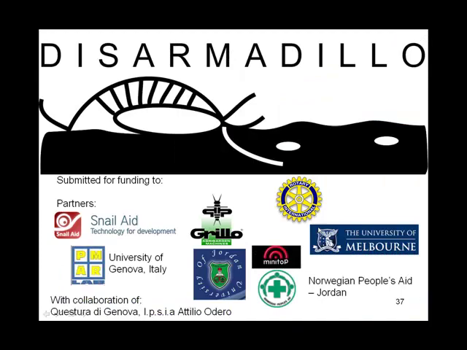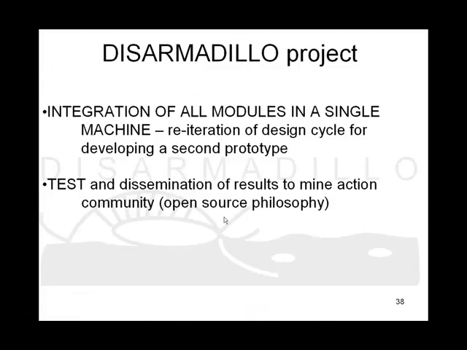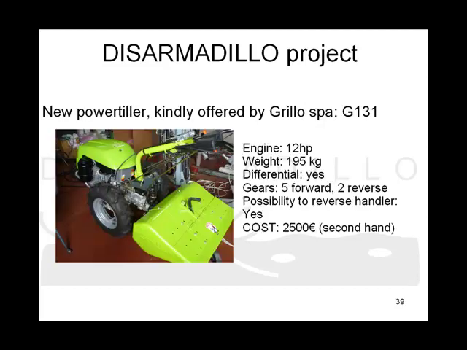So this is a project we have submitted for funding to the Rotary Club, and these are the partners. It just aims at integrating all modules in a single machine by reiterating the design cycle we used to develop the PART machine and test it according to international standards, in order to provide a solution that can be really an alternative to very expensive machines available on the market.